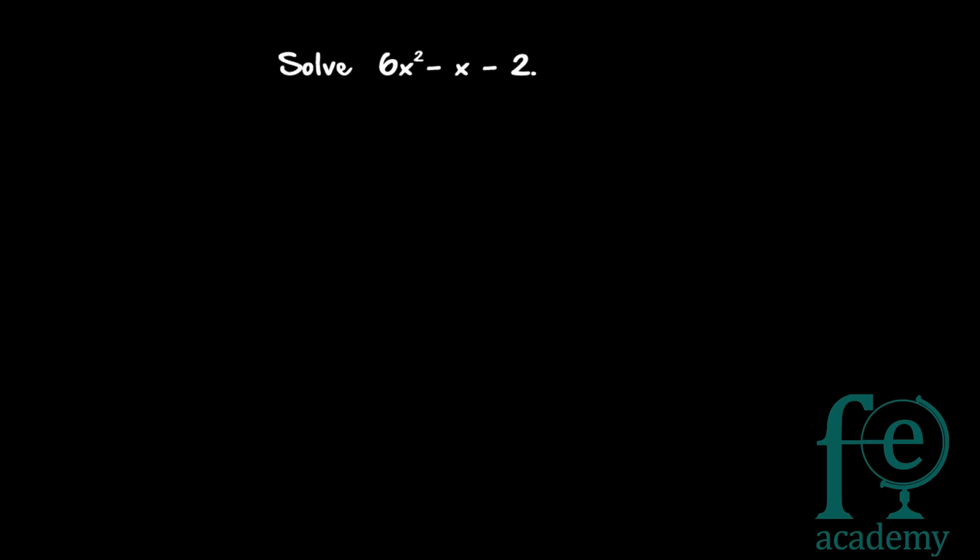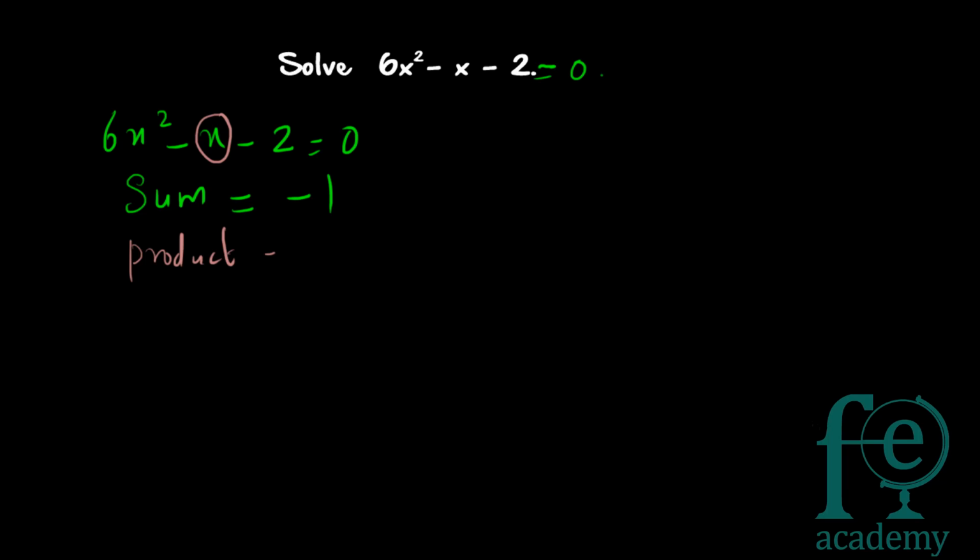Now second question, solve 6x square minus x minus 2 is equal to 0. Okay, so here also equal to 0. So here you have to find out two numbers such that their sum is equal to minus 1. Their sum should be equal to the coefficient of x. Here the coefficient of x is equal to minus 1. So their sum is equal to minus 1, and what about their product? Their product should be equal to the product of coefficient of x square into constant. So minus 2 into 6 or minus 12 should be the product.